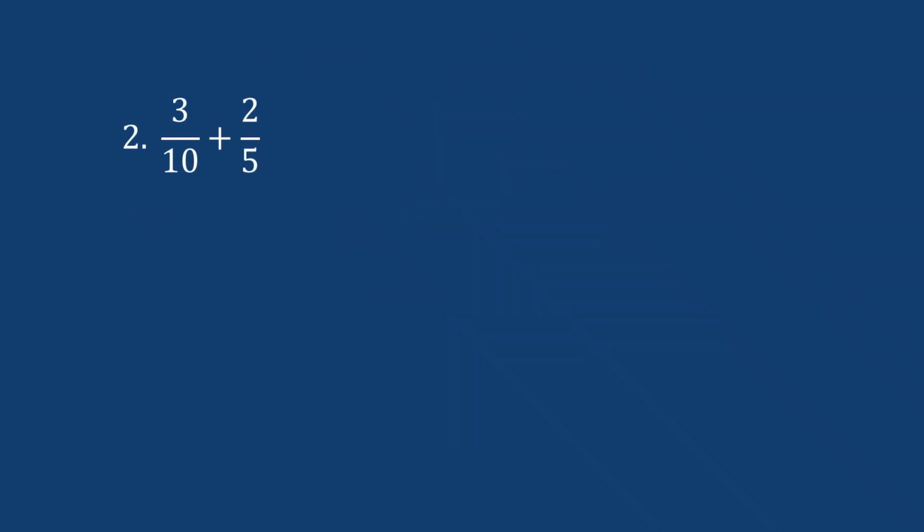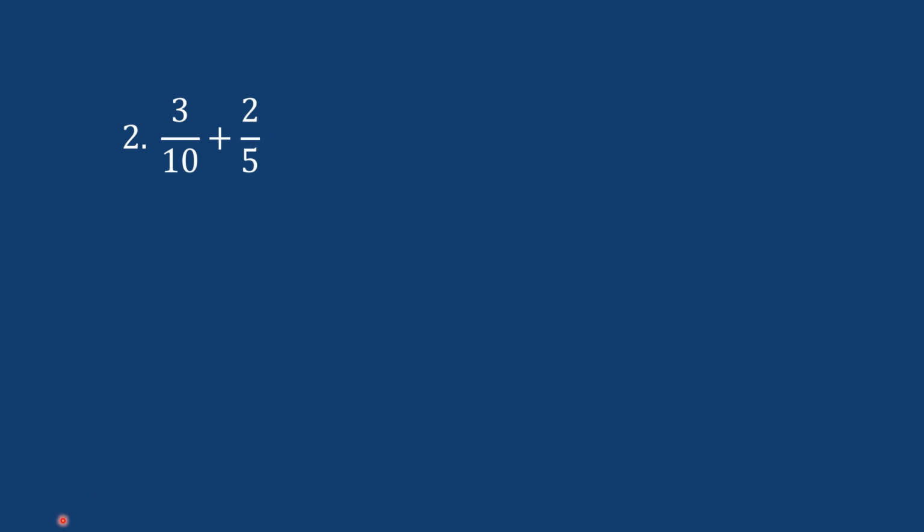Example number 2. 3 over 10 plus 2 over 5. These two fractions are unlike fractions because their denominators are not the same. But we can make them the same by multiplying the denominator of the second fraction by 2. If we multiply the denominator by 2, we must also multiply the numerator by 2.